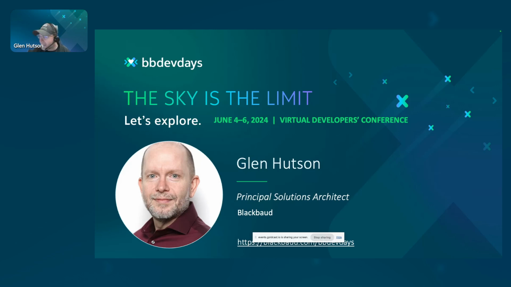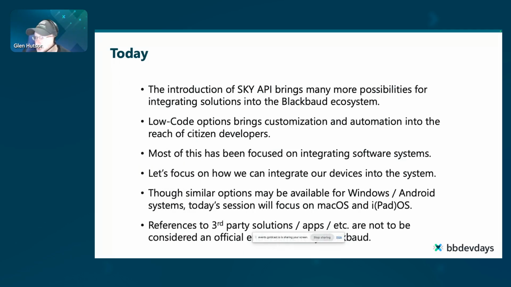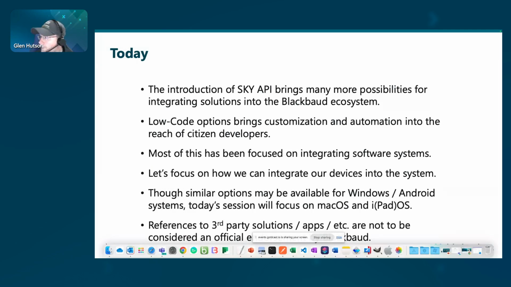Now the nice thing is that now that we are in the 21st century, now that we're in 2024, we've got a lot more options available to us. So today we're going to be talking about the introduction of Sky API. There are many more possibilities for integrating solutions into the Blackbaud ecosystem. We've got low-code options that bring customizations and automation into the reach of citizen developers.